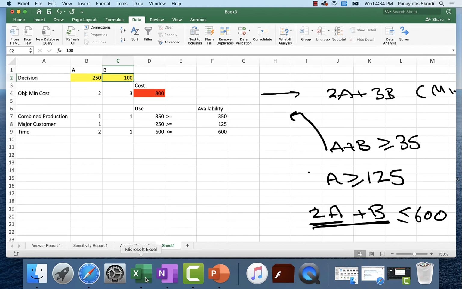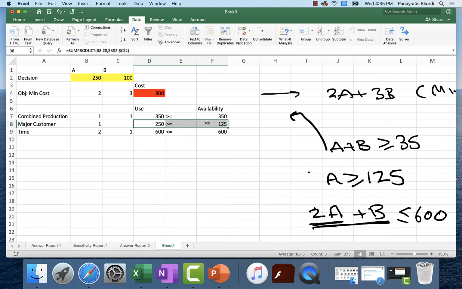The requirement that at least 125 gallons of product A be produced is not binding. So it's not binding because we're not at the limit. The limit is 125 and we're at 250. So we're not at the limit. It's only binding when you're actually at the limit.